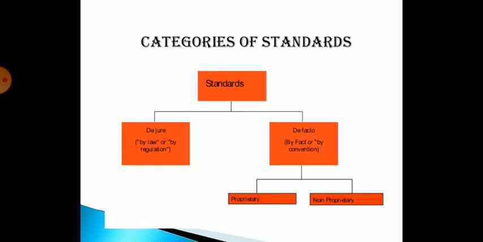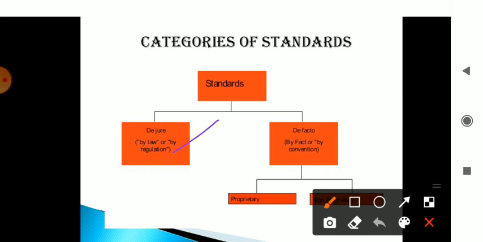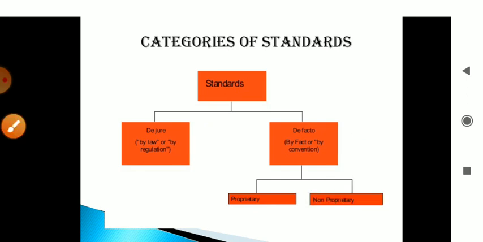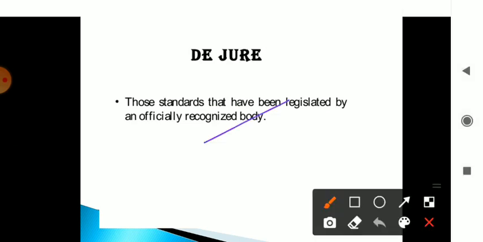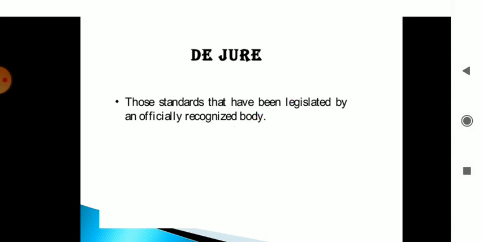The categories of standards have two types. One is de jure, another one is de facto. It has two parts, proprietary and non-proprietary, which we will be discussing. De jure is nothing but when I am governed by certain things. The government checks and provides the legislative rules and regulations for the standards also. That is de jure.